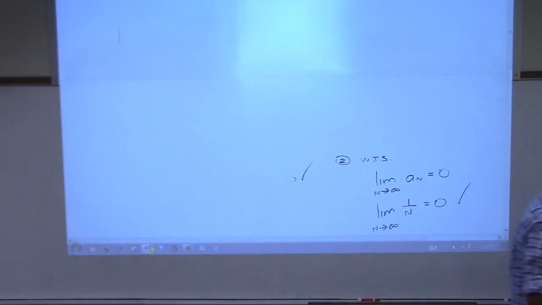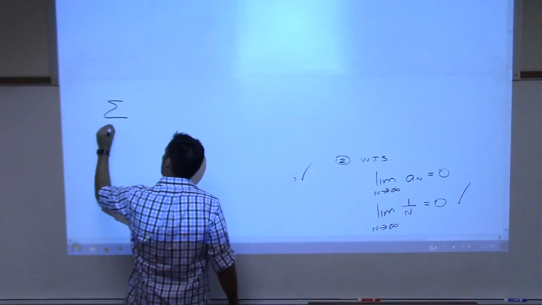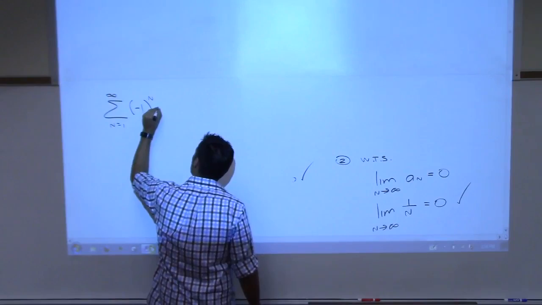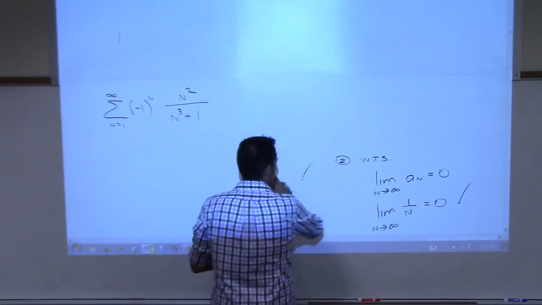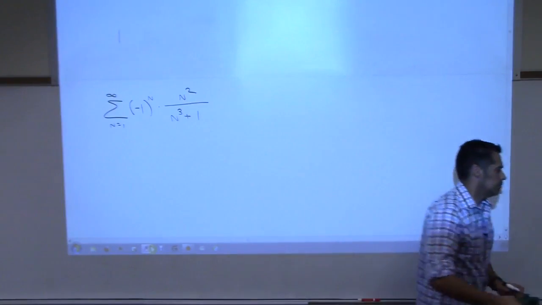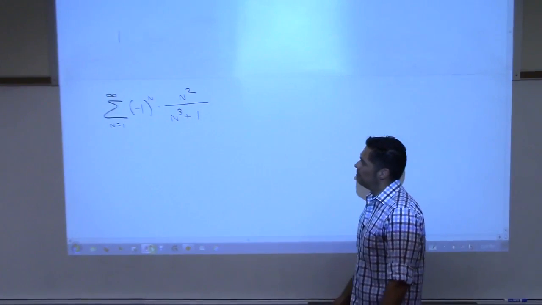We do another one. Sum, n equals 1 to infinity, -1 to the n times n squared over n cubed plus 1. Well, what type of series is this?